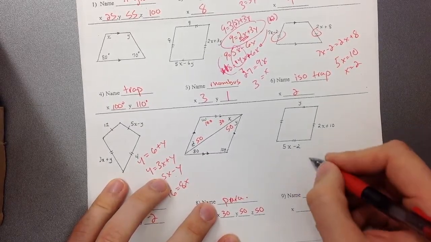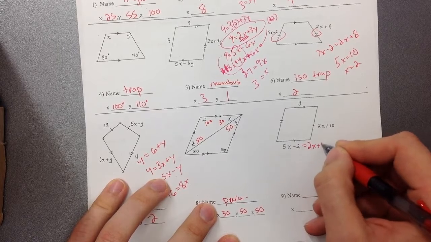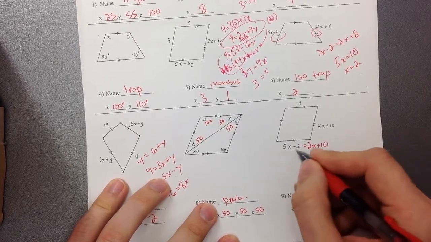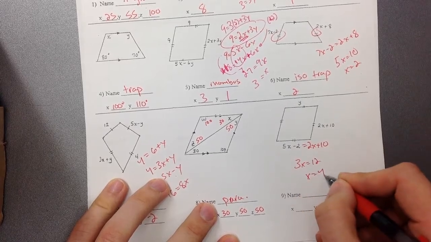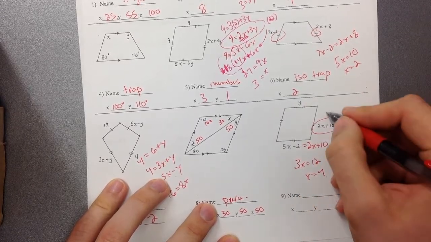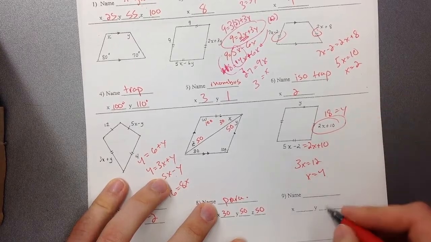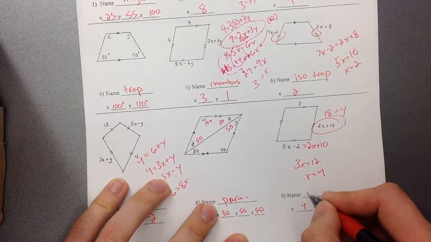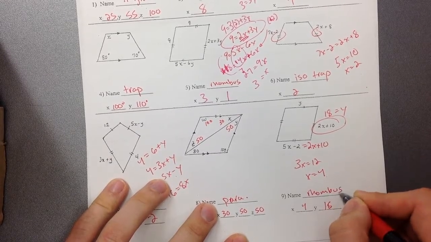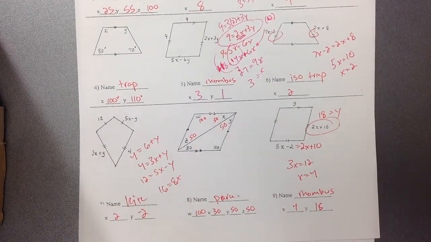These two are going to be equal, so I'll set those two equal. Subtract the 2, add the 2. I'll get 3x is equal to 12, x is equal to 4. Once I know that x is equal to 4, I'll put it back into this. So each side length is 18, and that makes y 18. And again, rhombus. Anyway, good luck.